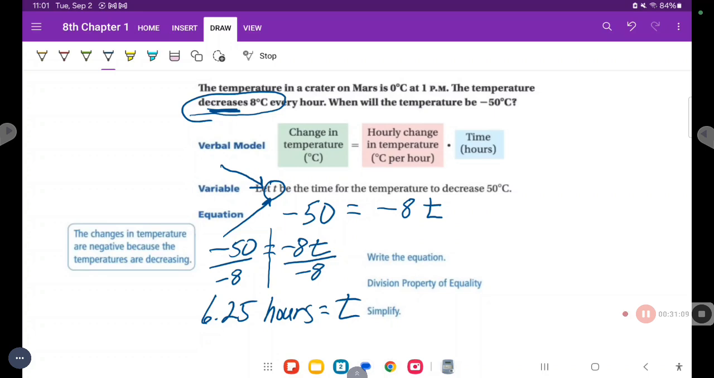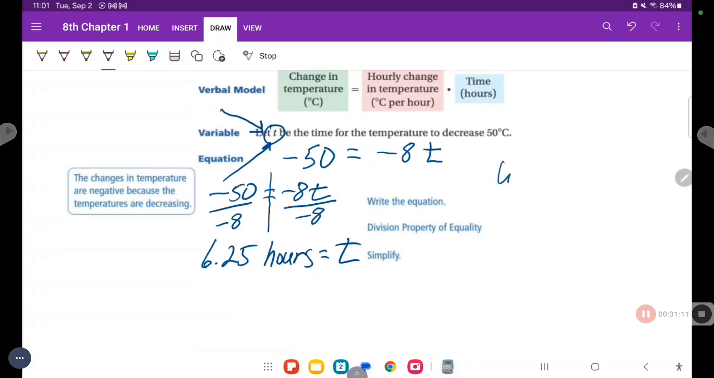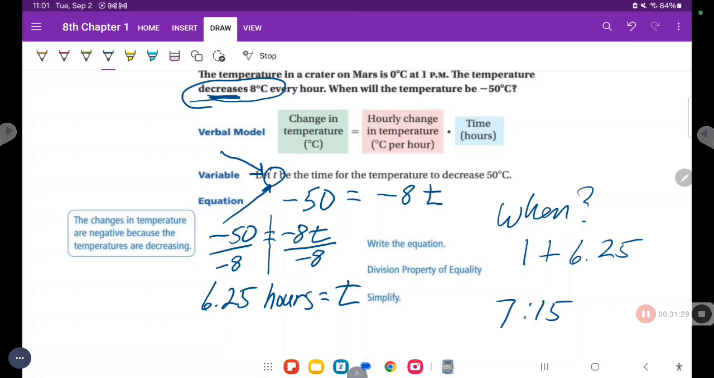So their question was when? So right now it's 1 p.m. So if I take that plus the 6.25, that's going to be what? 7:15 p.m. Well, how much is 0.25 of an hour? It's 15 minutes. What's half an hour? 30 minutes is half an hour. So 7:15 p.m.